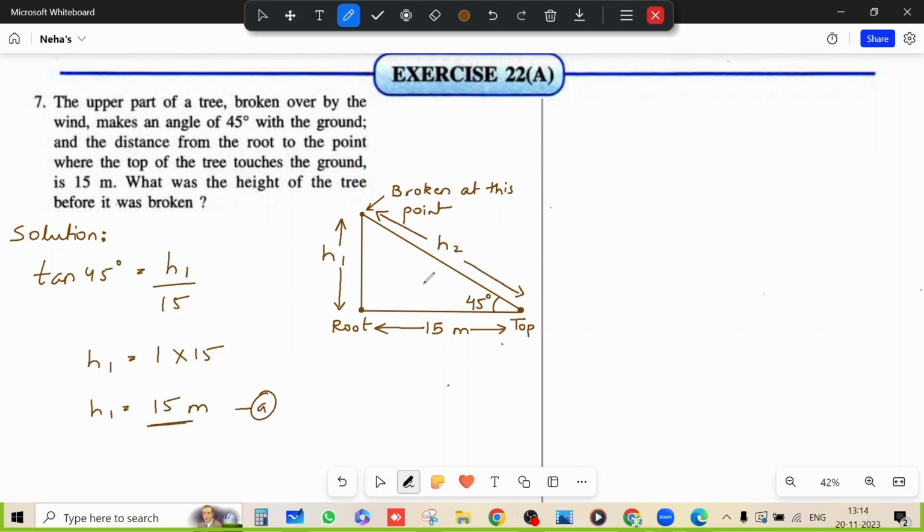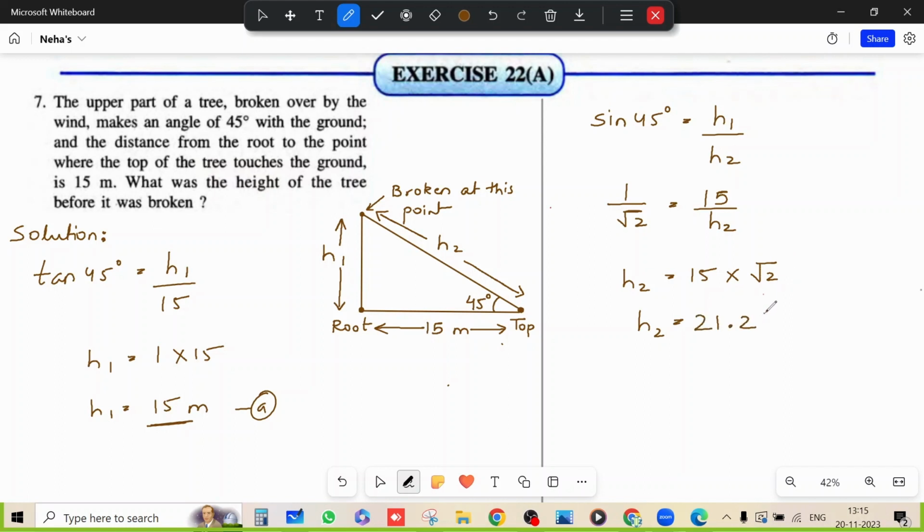Now we know that sine 45 degree is equal to h1 upon h2, and the value of sine 45 degree is 1 by root 2. h1 value we have already found out, that is 15, and the value of h2 can be found out by rearranging it. So this becomes 15 into root 2. The value of root 2 is 1.414. So the value of 15 into 1.414 is equal to 21.21 meters.